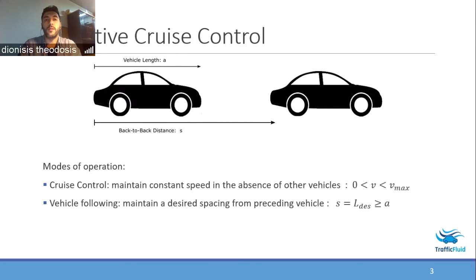So what is an adaptive cruise control system? It is a system that has a dual operation mode. It extends the standard cruise control and maintains the constant speed for the vehicle in the absence of other vehicles. And it has the second mode, the vehicle following mode, which whenever we see a preceding vehicle, the vehicle switches to a desired spacing to maintain some desired distance from the vehicle ahead.